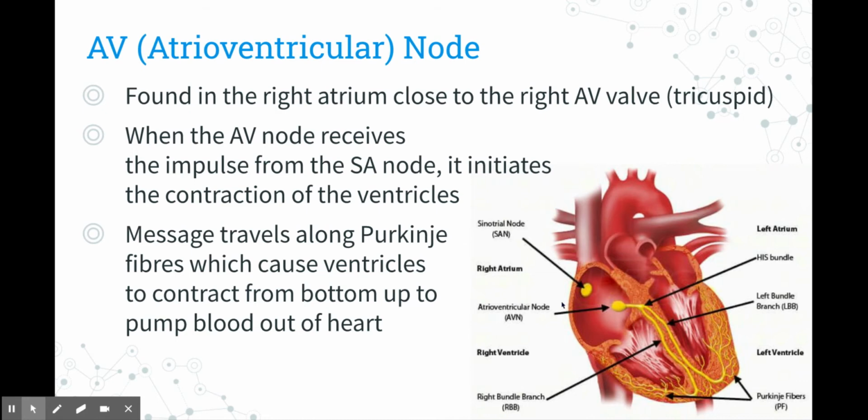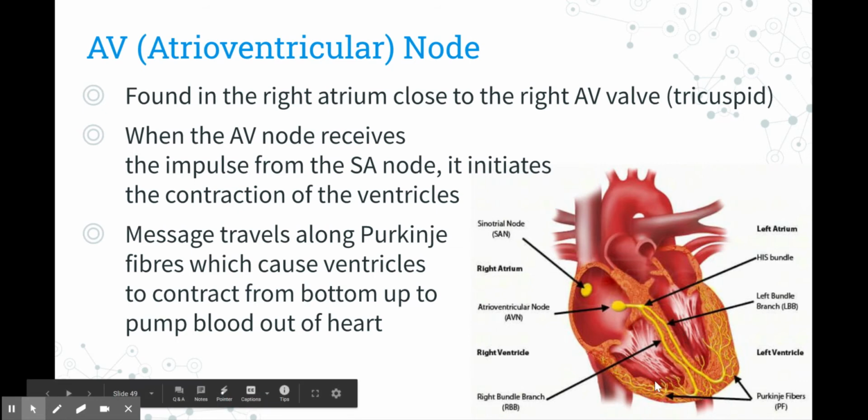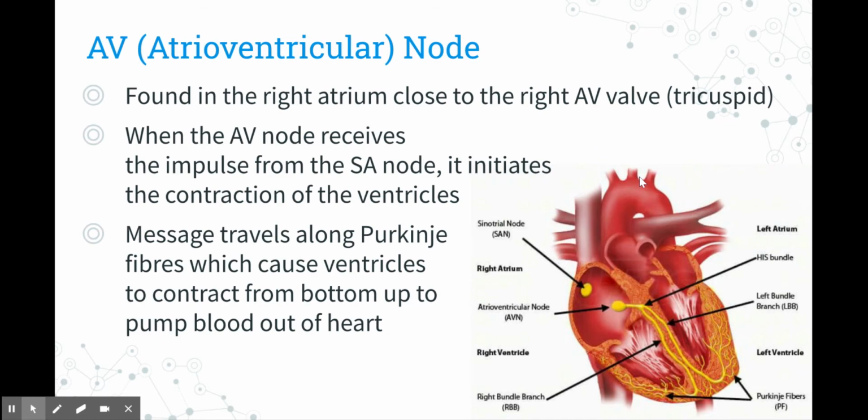The message travels from the AV node along the Purkinje fibers. And those fibers stimulate contraction from the bottom up, so squeezing like a tube of toothpaste to get all the blood pumped out of the base of the ventricles, down here near the apex of the heart, and up and out the 2 vessels leading away from the heart, the aorta and the pulmonary artery.